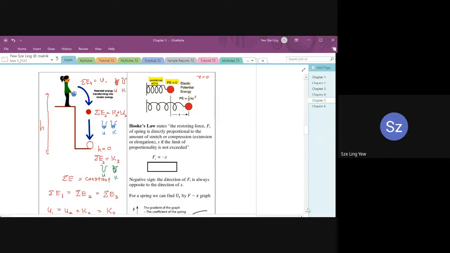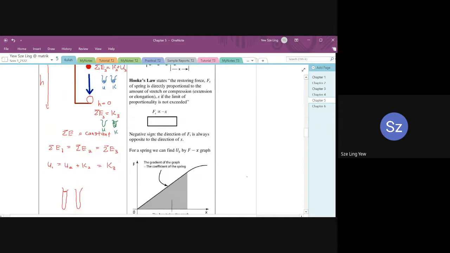And then Hooke's law. Hooke's law states that the restoring force of a spring is directly proportional to the amount of stretch or compression, if the limit of proportionality is not exceeded. You need to know the equation for Hooke's law as well: Fs equals negative kx. So Fs is always opposite to x, opposite to the stretch or the compression.